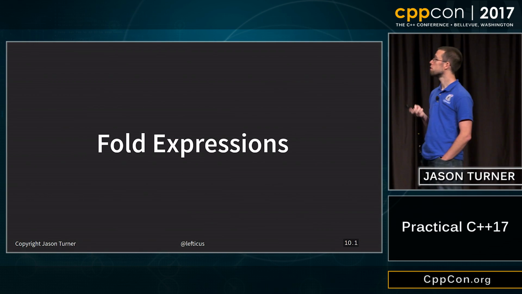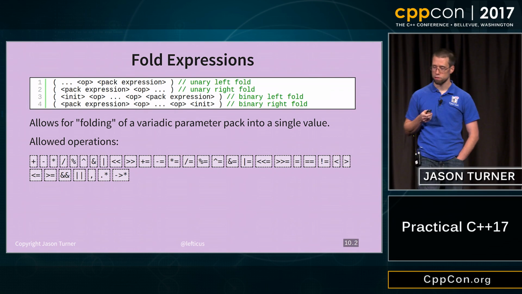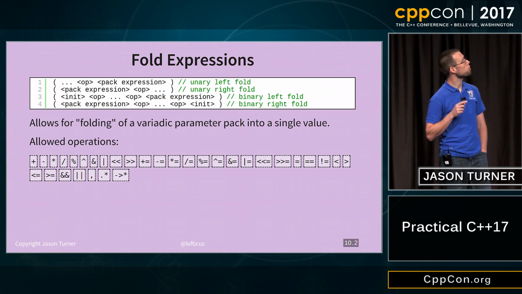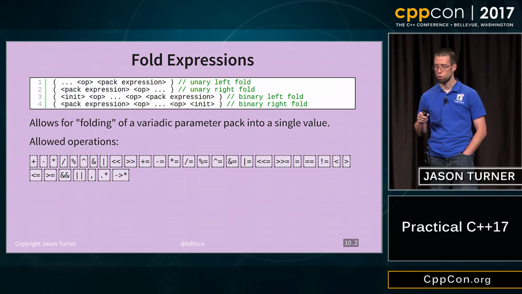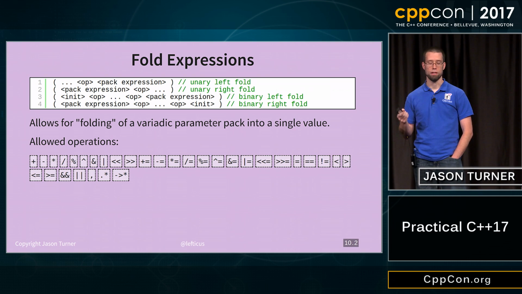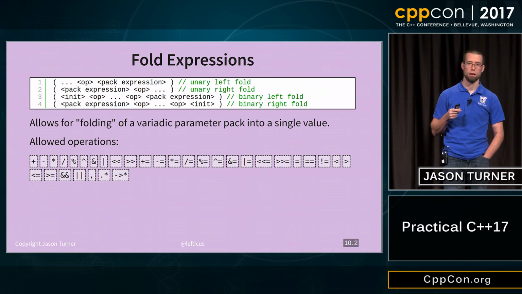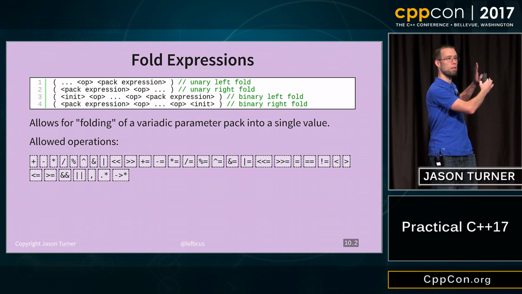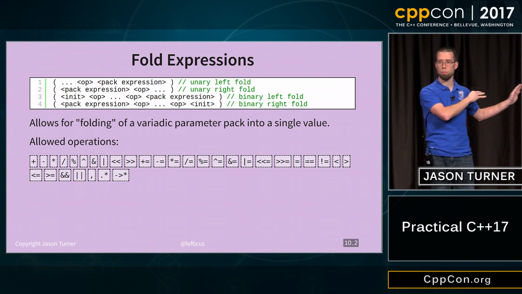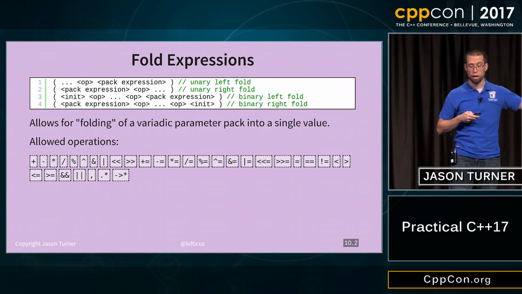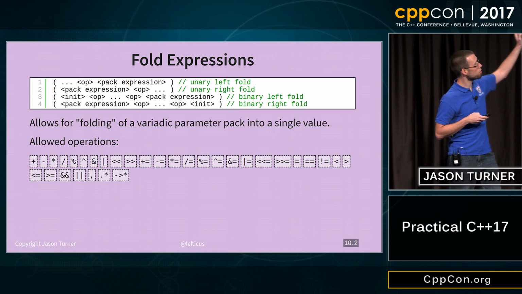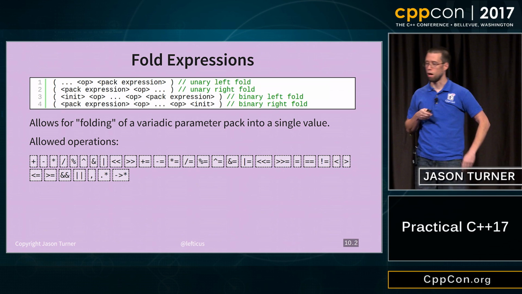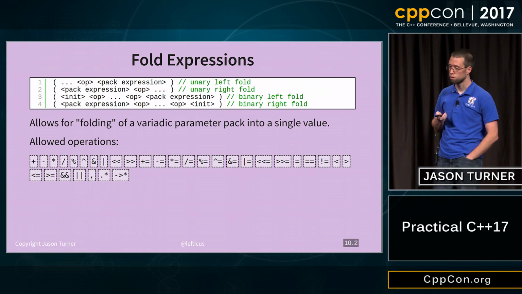Fold expressions. This is what fold expressions look like. These are for variadic parameter packs. So we've got unary left fold, unary right fold, binary left fold, binary right fold. I always find which one is left and right kind of confusing because I expect the thing that I'm naming to be on the left, but really it's the dots that are on the left. But anyhow, it's allowed on almost every operator, except for, well, dot, but we don't have an overloaded dot operator yet anyhow. That'd be neat.